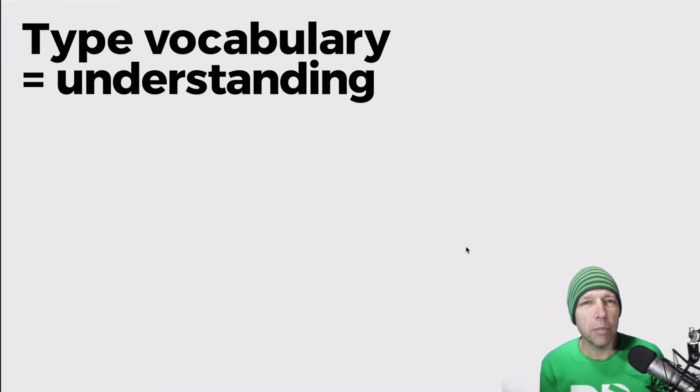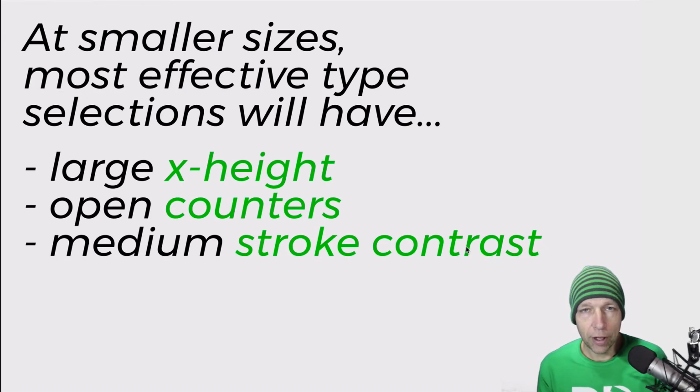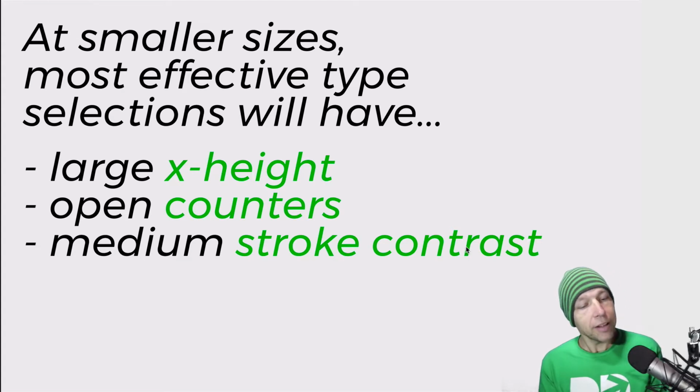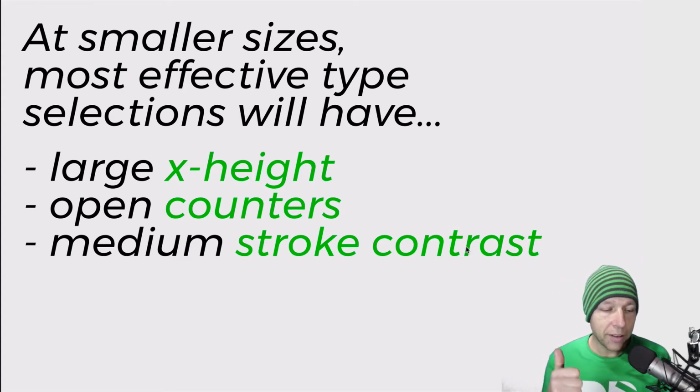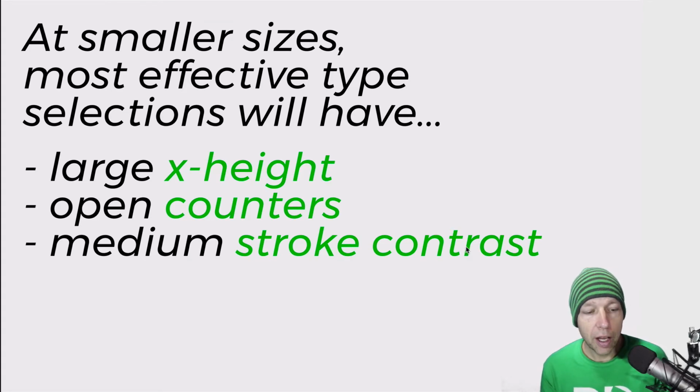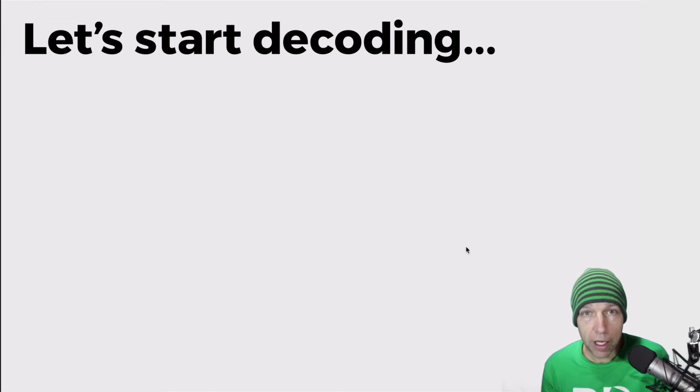And once you become more acquainted with the proper terminology around typography, you become more confident in the work that you're going to be doing with typography. Let's take this phrase as a starting point. At smaller sizes, most effective type selections will have a larger X height, open counters, and medium stroke contrast. If you know what all that means, fantastic. You can move on to the next chapter. Otherwise, stick around with me because we're going to take the next few minutes decoding that.